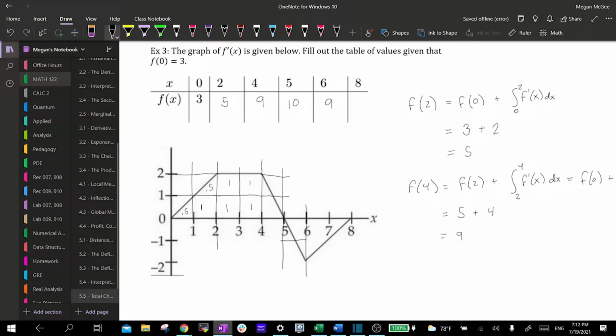And then from 6 to 8, we are still below the x-axis. And it looks like we have 1 full box and again 2 half boxes. So 9 minus 2 gives us 7. Okay? And so that is how we can use the counting boxes technique to fill in a table like this when we're only given, remember, this was just the derivative function graphed here.